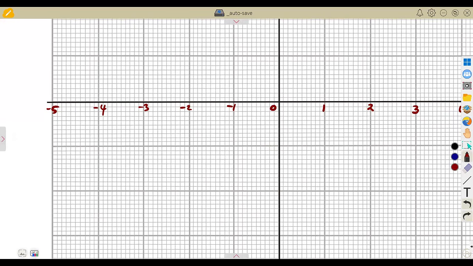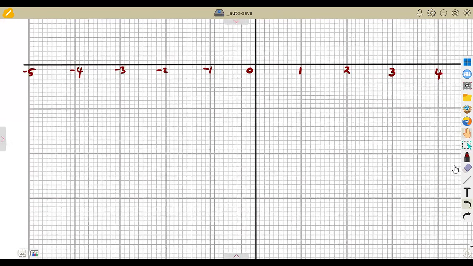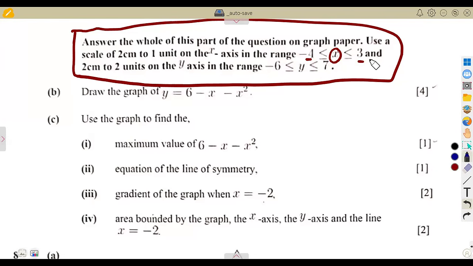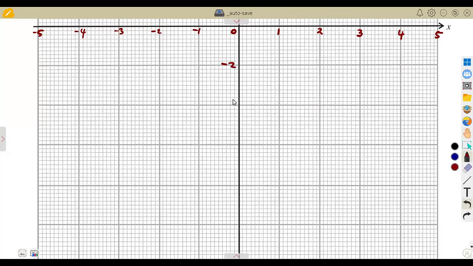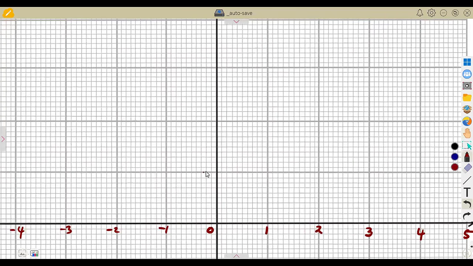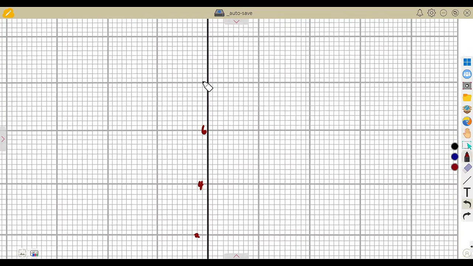All right, so let's leave this one for y. For the y, we are given something else: 2 centimeters to represent 2 units on the y-axis, in the range -6 to 7. Each and every 2 centimeters represents 2 units. So you're going to have -2, -4, -6, -8, which is actually enough to cover -7 or -6. Then we're going to have 2, 4, 6, 8, and so on. So that is your Cartesian plane.